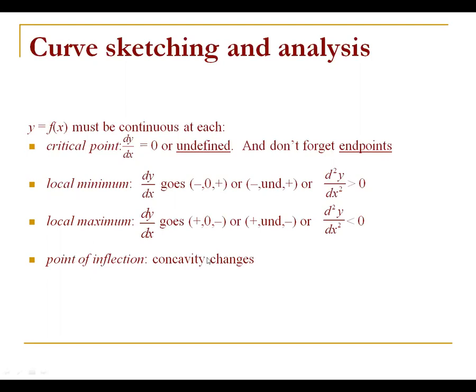Okay. A point of inflection is the x value at which concavity changes. Same thing. Points of inflection always occur at points when the second derivative is 0. But just because the second derivative is 0 does not imply you have a point of inflection. The second derivative must change sign. Okay, so the second derivative either goes from positive to negative or negative to positive.